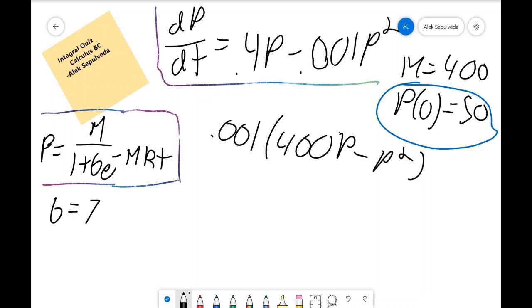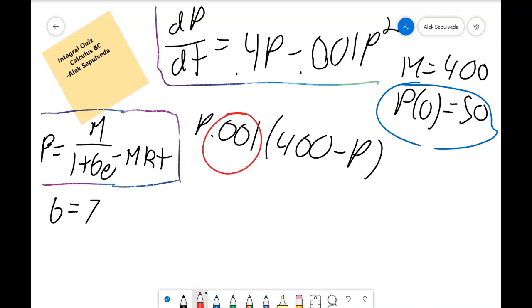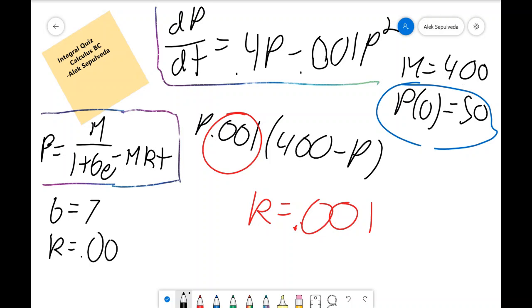So we can take it under the P, erase this, and just rewrite this. This matches our original equation. Now we can see that our constant K is right here. K is equal to 0.001. Let's write this right here. K is equal to 0.001.